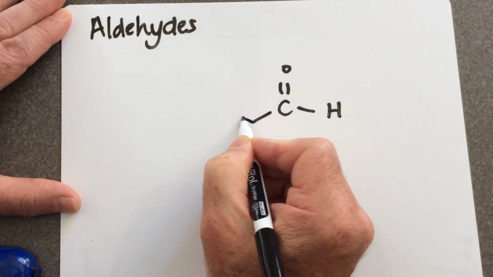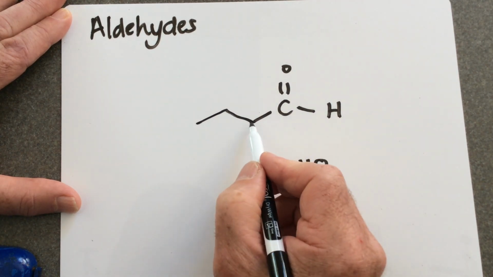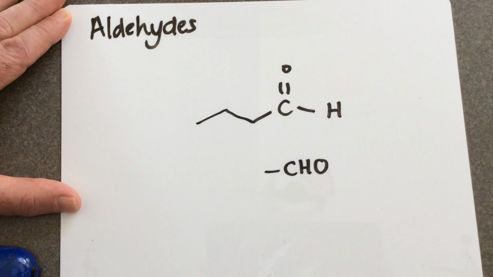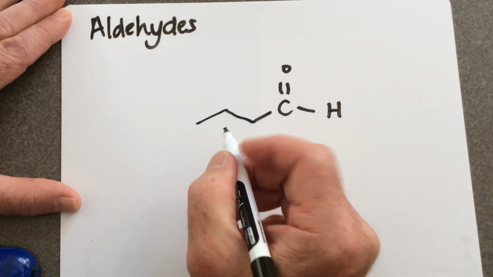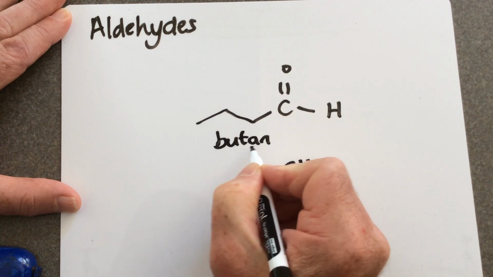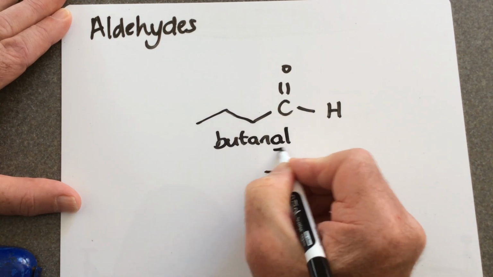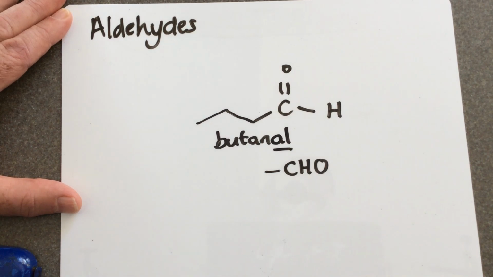So if I were to draw this structure, I can see 1, 2, 3, 4 carbon atoms. So this clearly would be but-, and because all the carbon-carbon bonds are single bonds, -an-, and then -al, butanal.